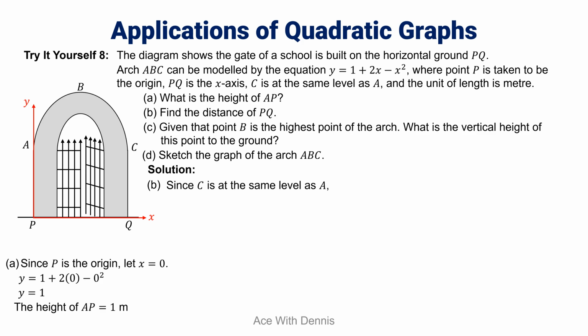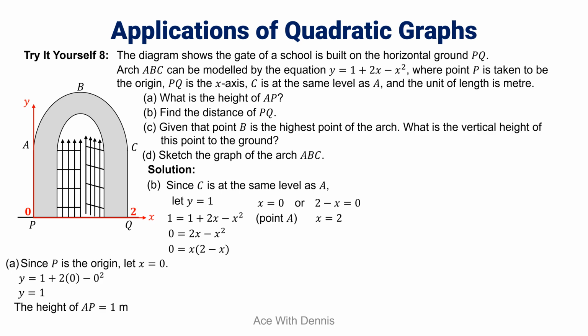For B, since C is at the same level as A, we let y equal 1. Then the equation becomes 1 equals 1 plus 2x minus x squared. So 0 equals 2x minus x squared. Then we factorize, 0 equals x(2 minus x). So x equals 0 or 2 minus x equals 0. So x equals 0 is point A, and x equals 2, which is here, these two distances are 2 meters. So the distance of PQ is 2 meters.